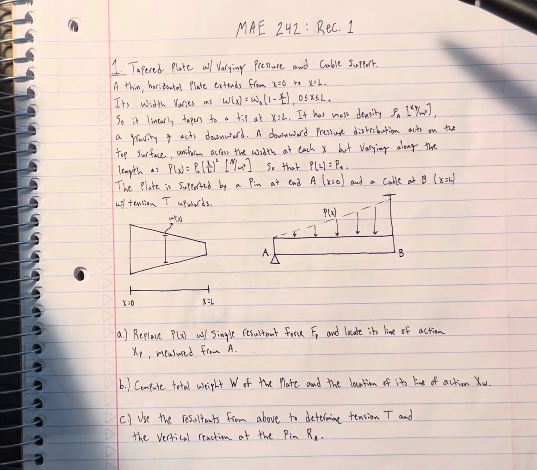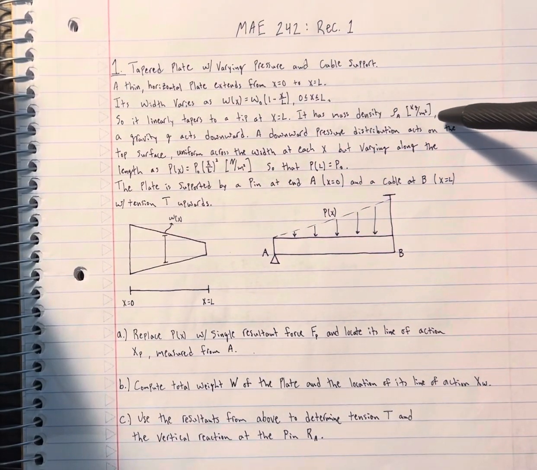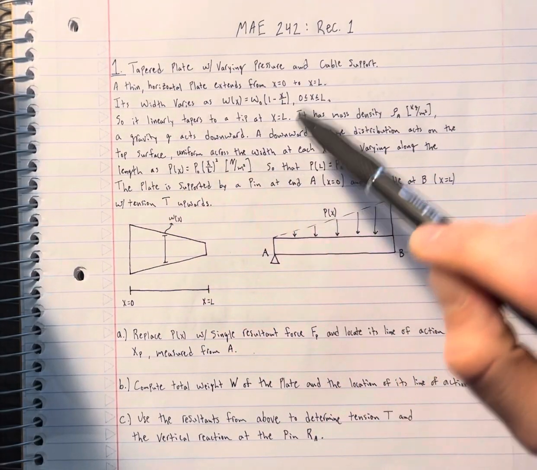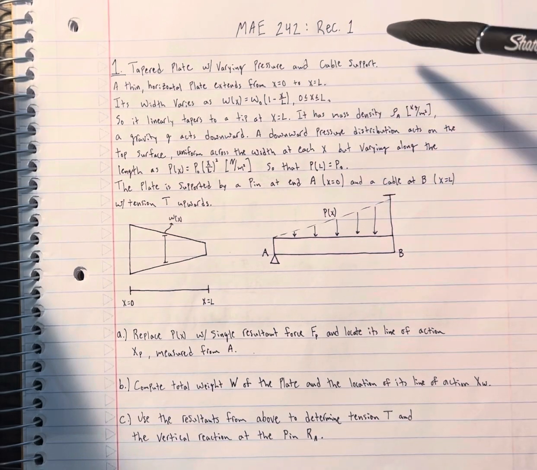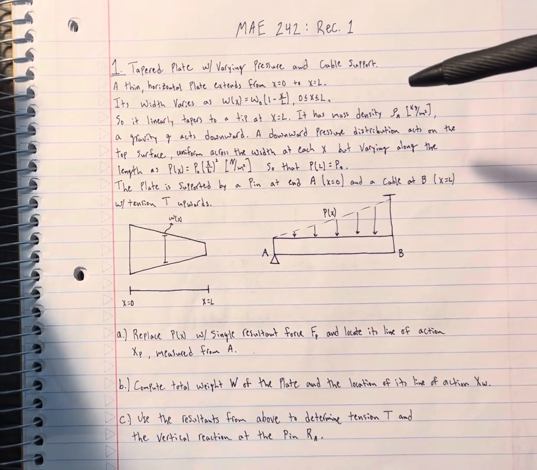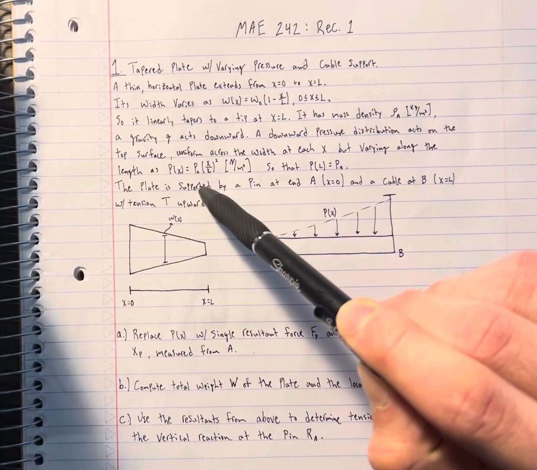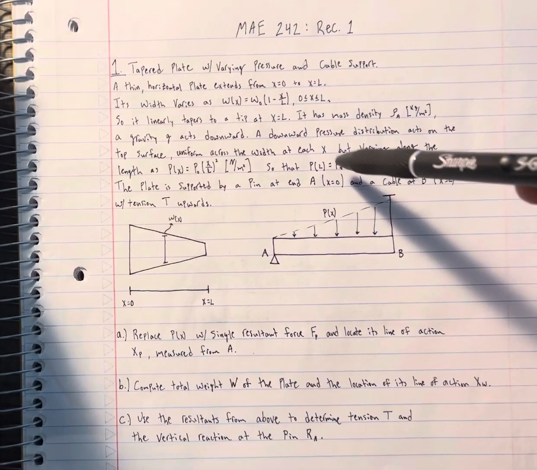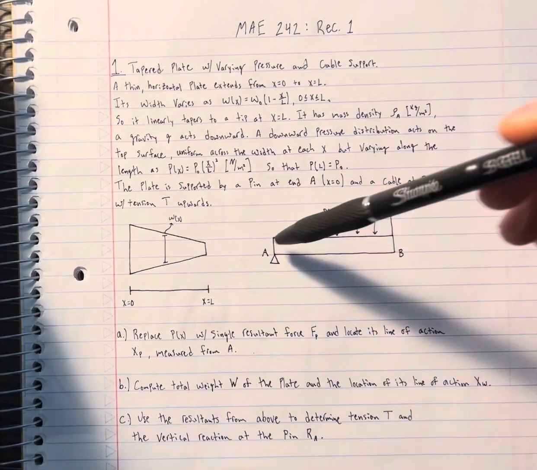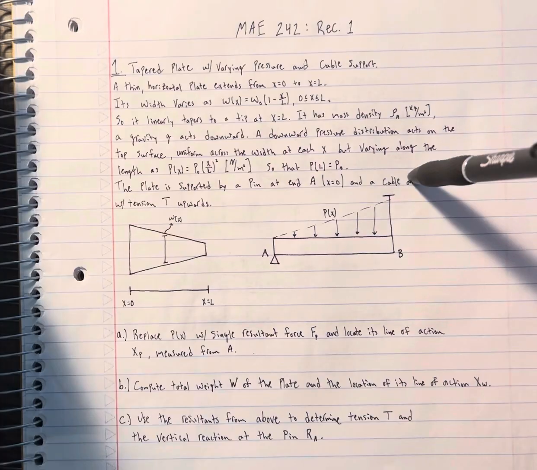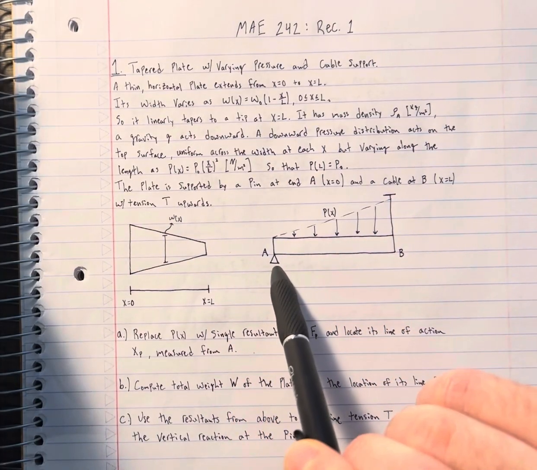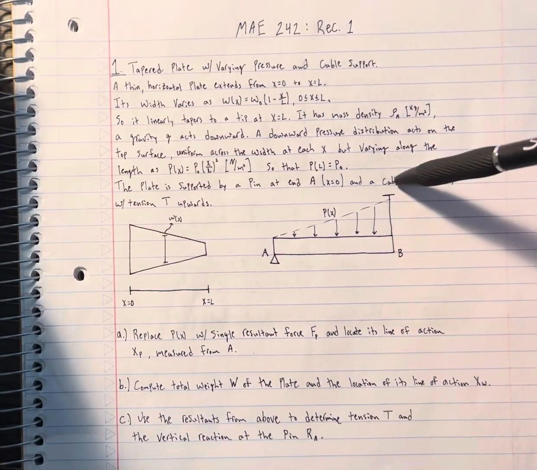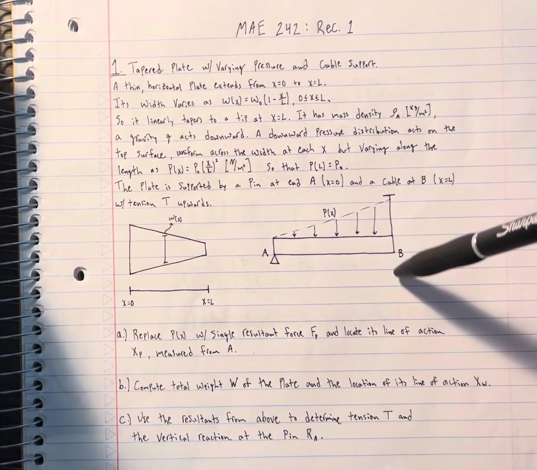It has mass density rho A in kilograms per square meter, like I said. Gravity g acts downward. A downward pressure distribution acts on the top surface, uniform across the width at each x but varying along the length, as P of x equals P naught times (x over L) all squared, in newtons per square meter. So P of L equals P naught. The plate is supported by a pin at end A and a cable at B with tension T upwards. So there'll be a tension force coming up here, but we'll get to that later.